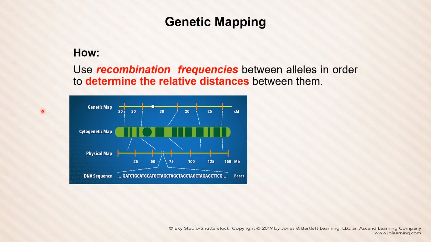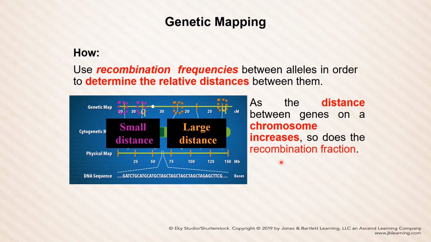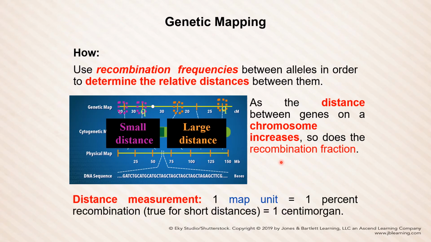Genetic mapping used recombination frequencies between alleles in order to determine the distance between them. The closer they are, the lower the frequency of recombination. The farther apart, the higher the recombination frequency, up to 50%, as we talked about in the previous section of the lecture. As the distance between genes on the chromosome increases, so does the fraction of recombination. So when you have a small distance, you will have a small frequency of recombination, and when you have a large distance, you will have a larger frequency of recombination.